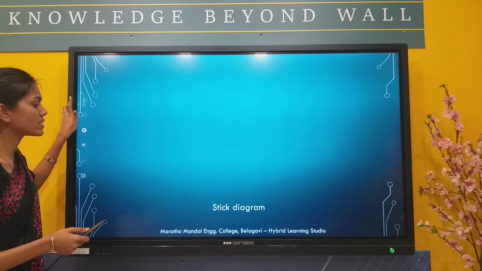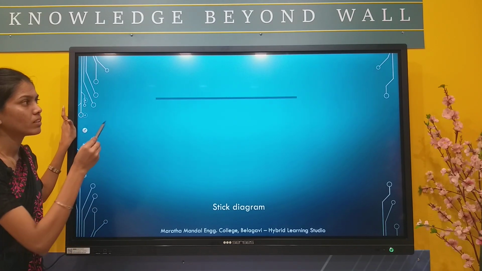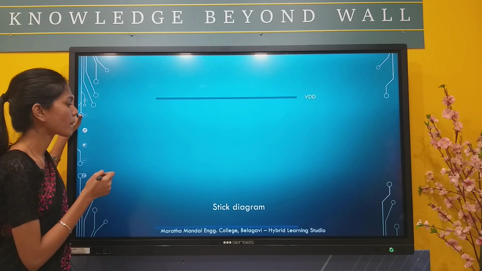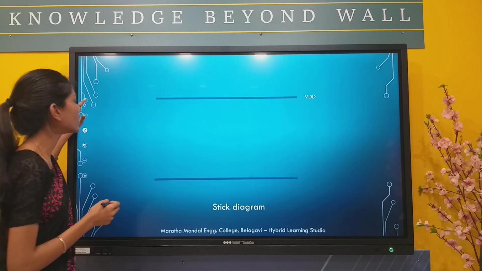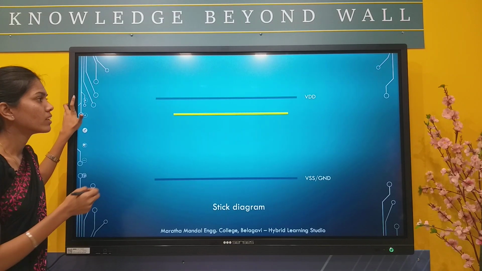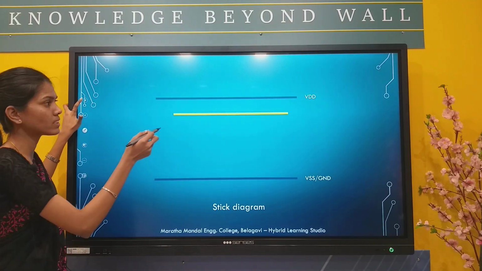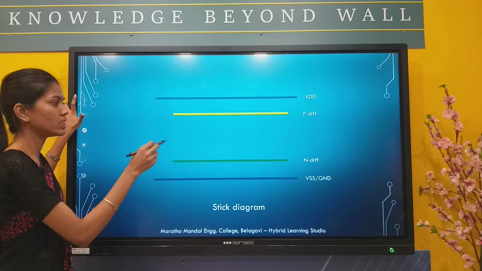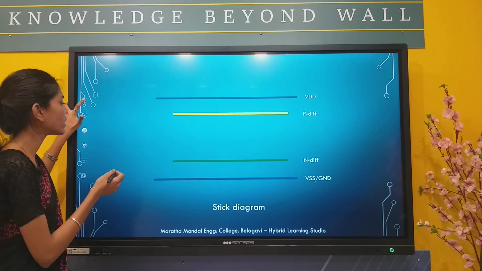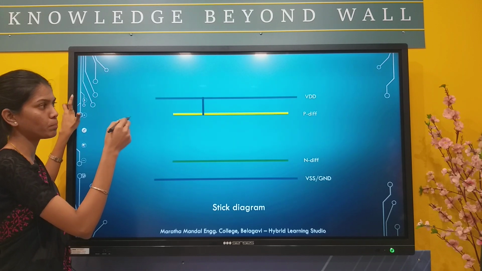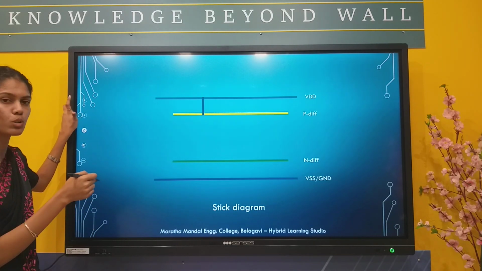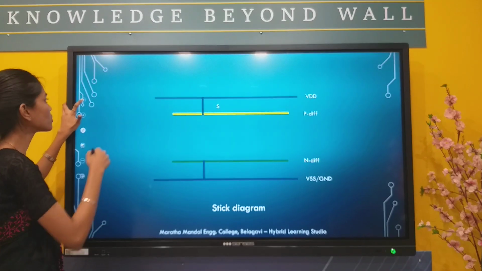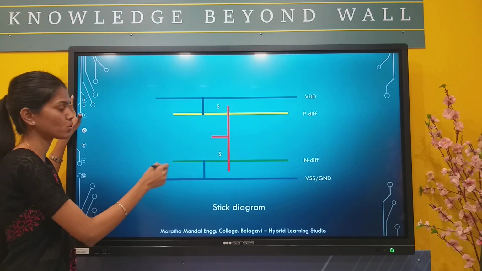Next we will see the stick diagram. In the stick diagram, we have VDD and ground, which are represented in blue color. Next we have the PMOS, which is represented in yellow color. Similarly, we have the NMOS, which is represented as N diffusion, in green color. Next I have to connect the PMOS source and the NMOS source to VDD and ground respectively. So I will connect the source of the PMOS to VDD and the NMOS source to ground.